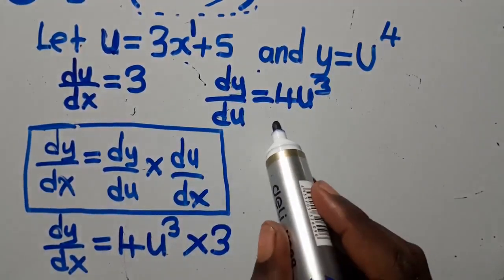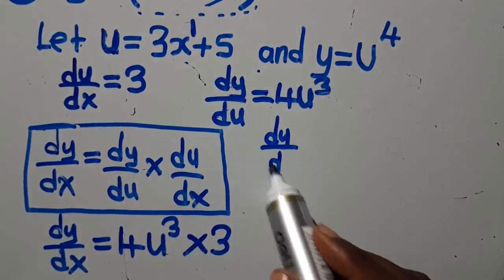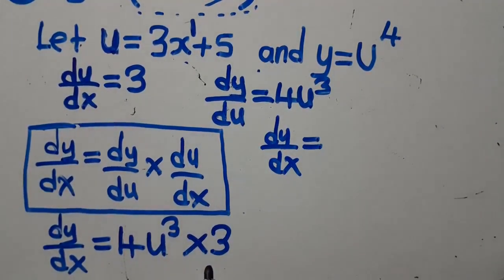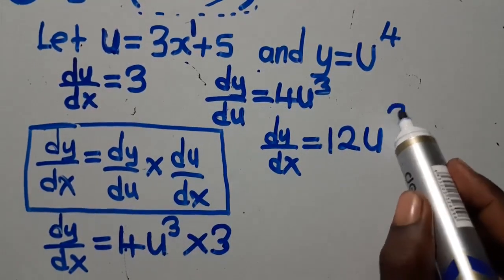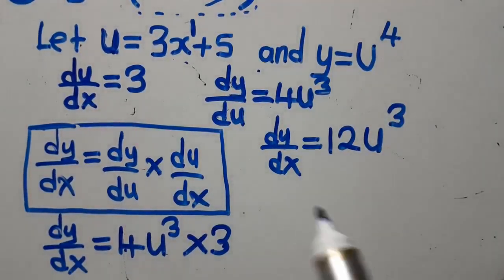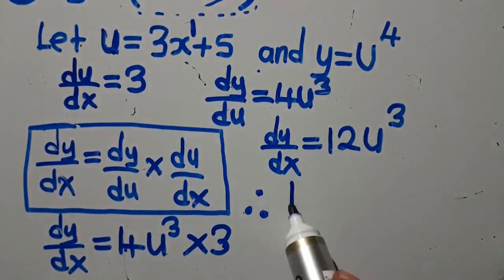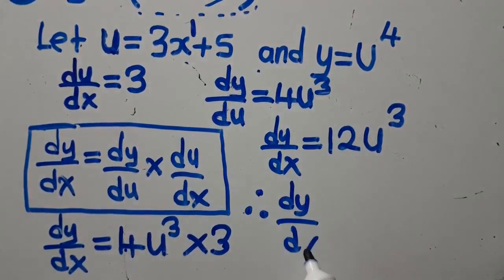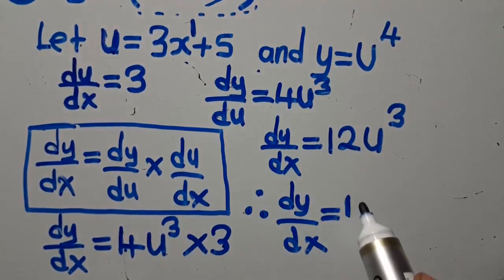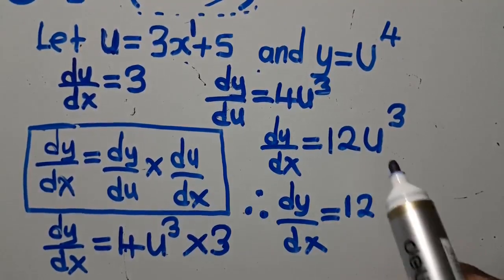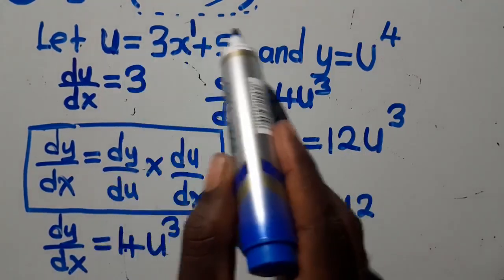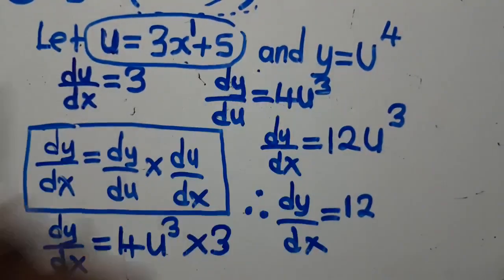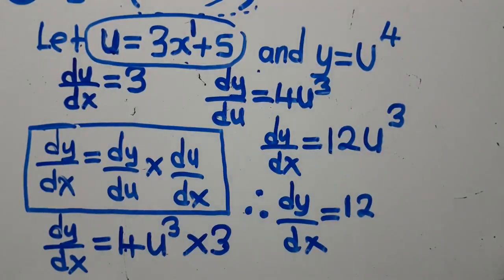Where you say finally dy/dx is now equal to, you multiply here. You say 3 times 4, you get 12. So it is 12u^3, like that. Therefore, dy/dx is equal to 12u^3. For the final answer, you now substitute where there is u. U is equal to this, what we said when we were just starting. We set u to be that.